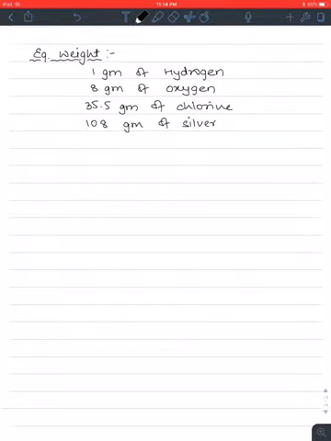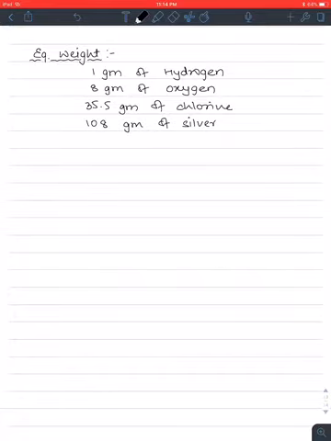There are many definitions of equivalent weight. According to one definition, equivalent weight is that weight of an element which can react with or displace 1 gram of hydrogen, 8 gram of oxygen, 35.5 gram of chlorine or 108 gram of silver.